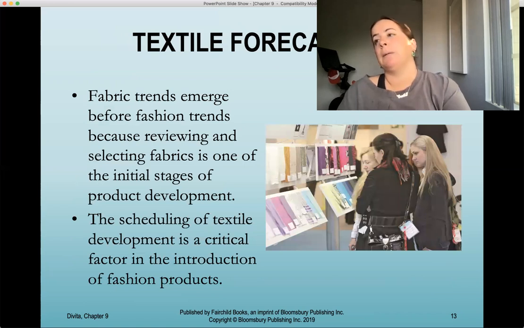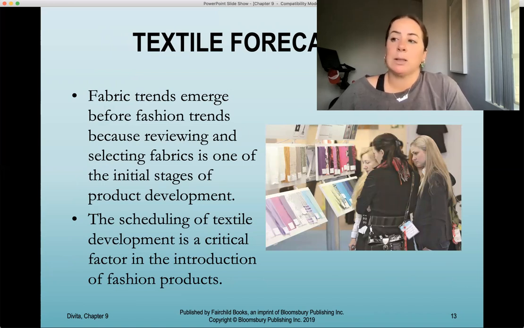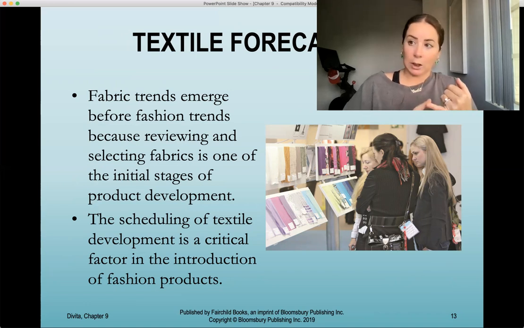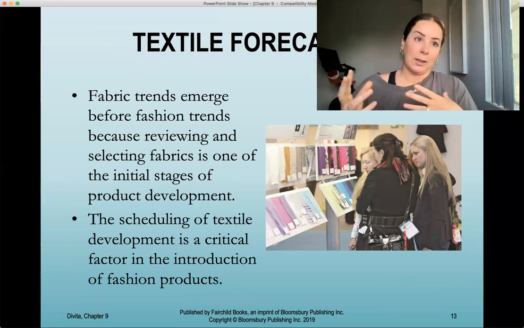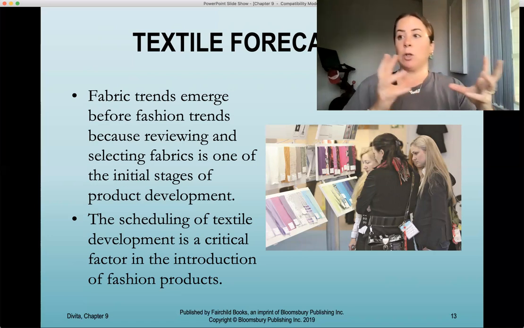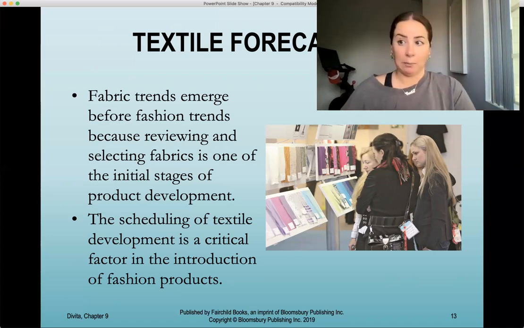Okay, let's talk a little bit about textile forecasting. Fabric trends emerge before fashion trends because reviewing and selecting fabrics is one of the initial stages of product development. So we need to establish color trends and fabric trends and textile trends and pattern trends before the trend is actually there, because we need to establish this in order to manufacture and develop a product.